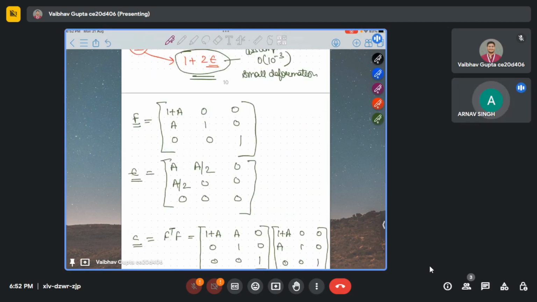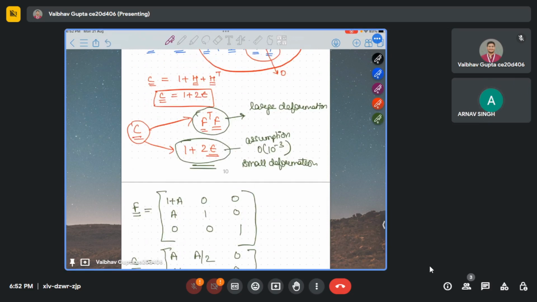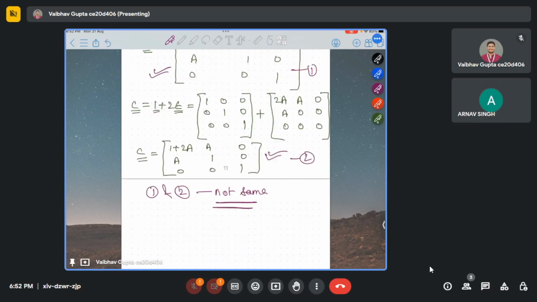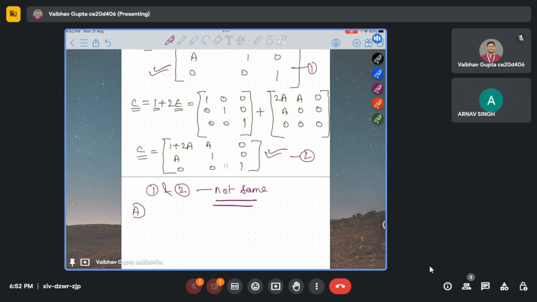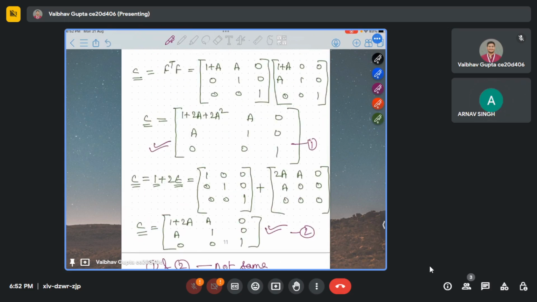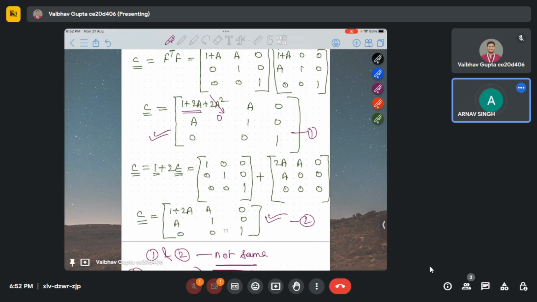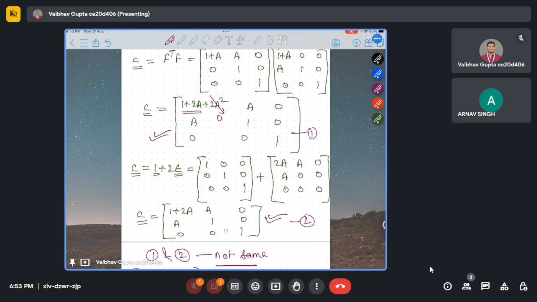But I said that we can calculate C using these two formulas. So see, here the A term is there, no? Here in this one equation, if I say A has an order of 10 to the power minus 3, then this A square becomes 10 to the power minus 6. So this becomes 0. So what is left? 1 plus 2A only. Other terms are not A square. So now this and this become the same, 1 and 2.